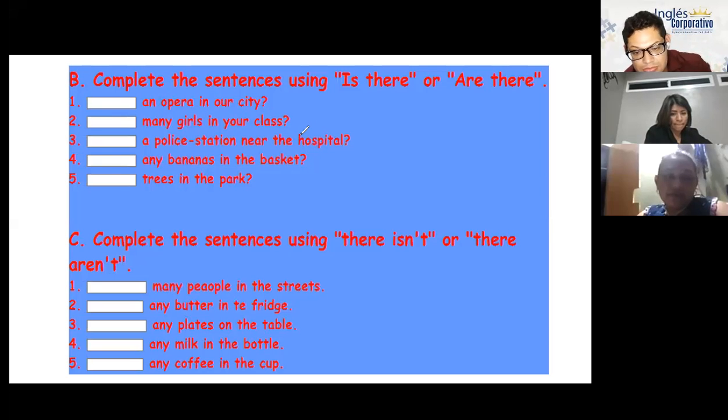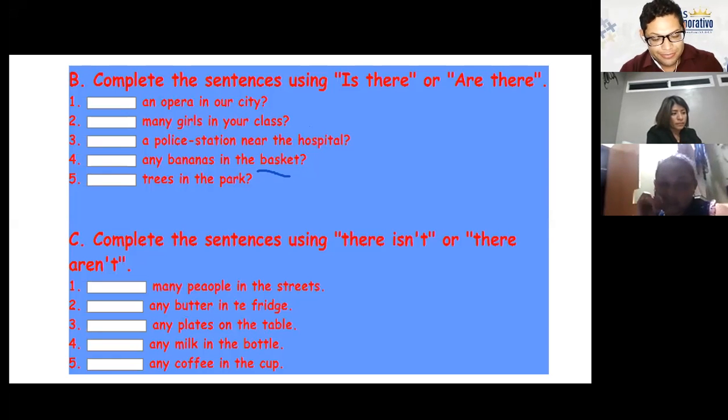Teacher, I have a question. Yeah. What is basket? Basket es como un cesto, como una canastita. Por eso dice que si hay algunas bananas en el cesto o en la canasta. Gracias, teacher. La número 5 sería: are there trees in the park? ¿Hay árboles en el parque? Yes, there are.